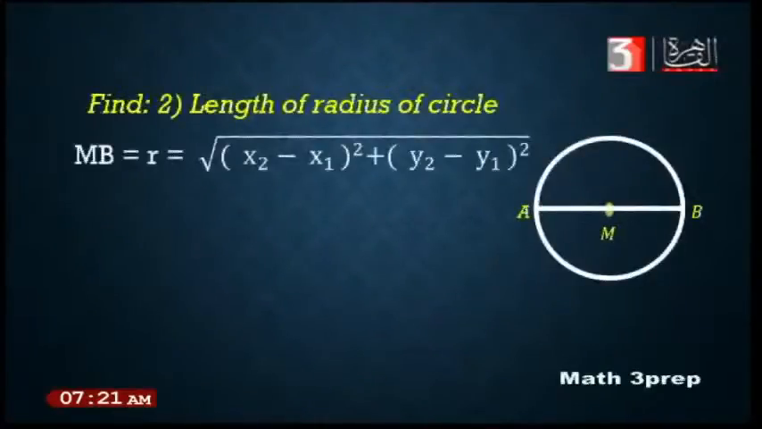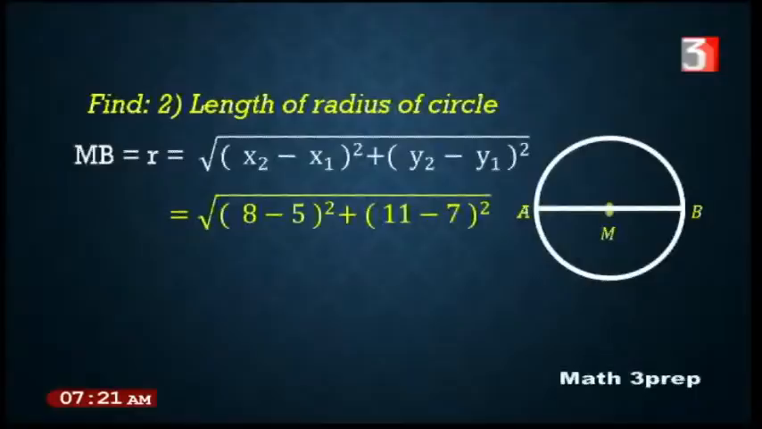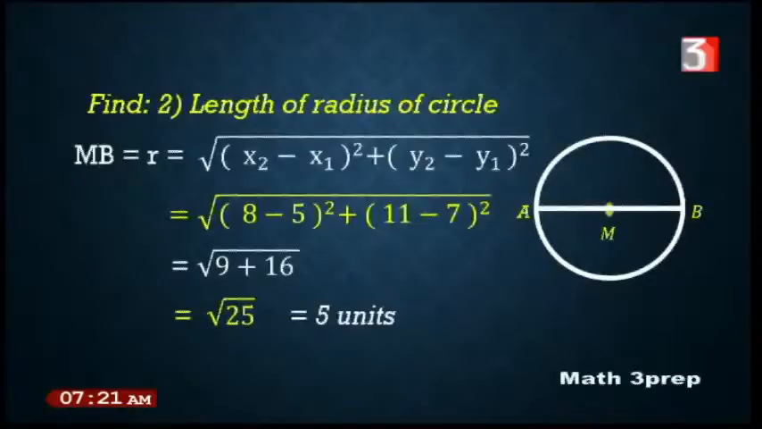Then, we find the radius of the circle using the distance rule: square root of (x2 minus x1) all to the power of 2 plus (y2 minus y1) all to the power of 2. By substituting, it is the square root of (8 minus 5) squared plus (11 minus 7) squared. To obtain a result as square root of 9 plus 16, which is equal to square root of 25, which gives a length of 5 units. So the radius length is 5 units.